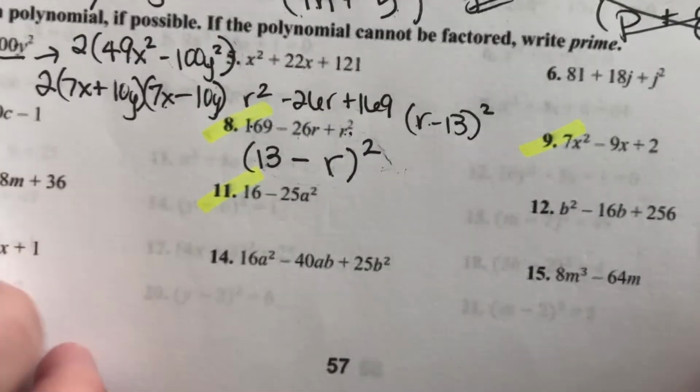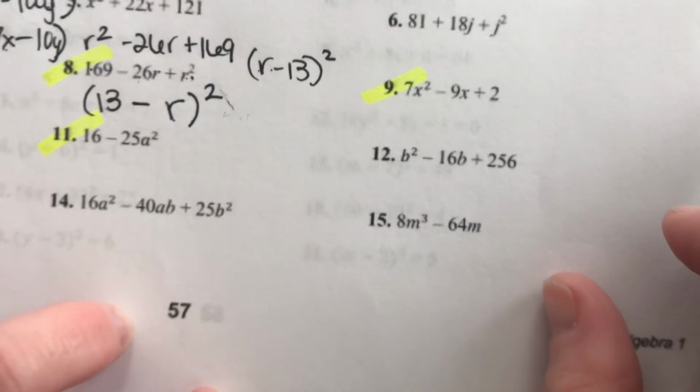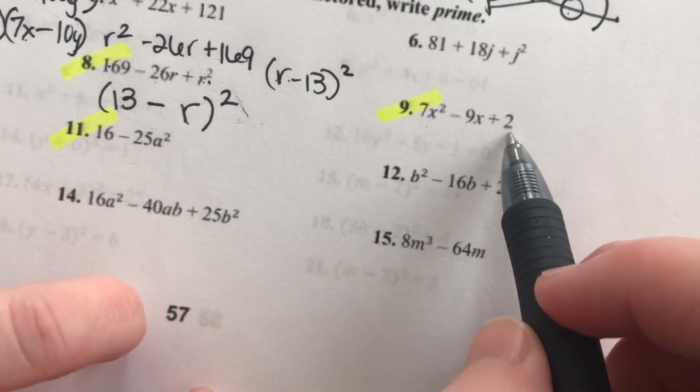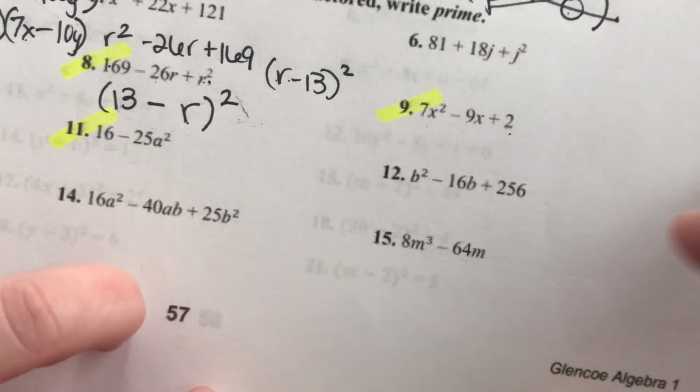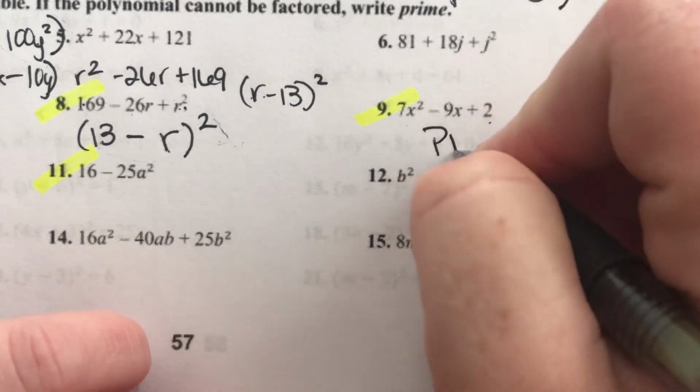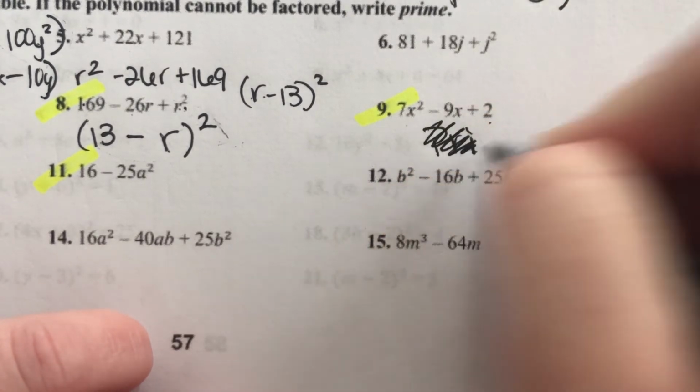Number 9, 7x squared minus 9x plus 2. Is the first term a perfect square? No. Is the last term? No. Can I divide these by anything to get them into perfect squares? No. So this is prime. No, actually, not prime. Sorry.